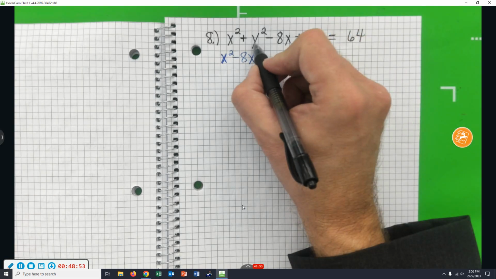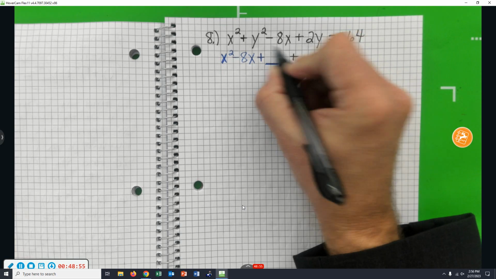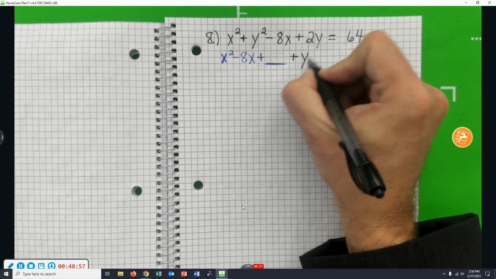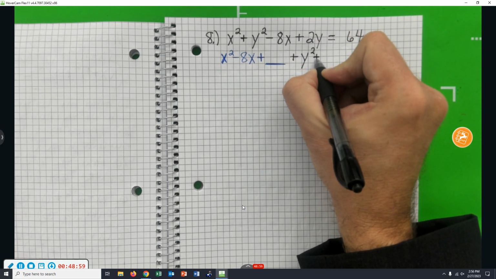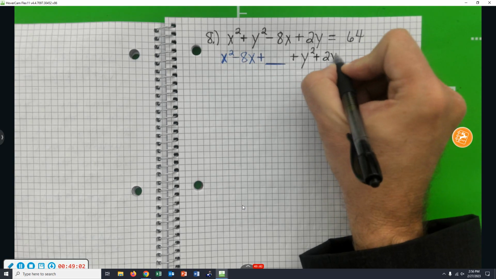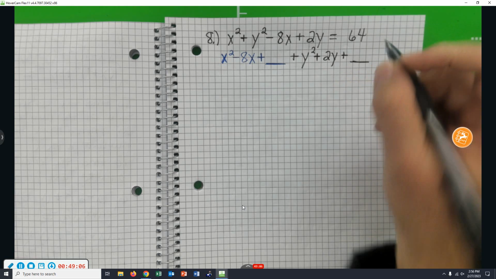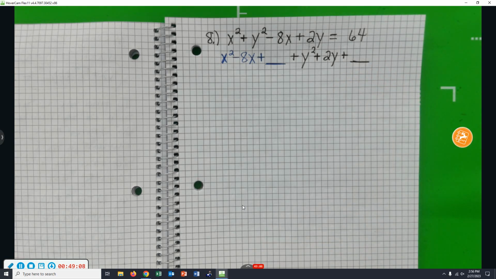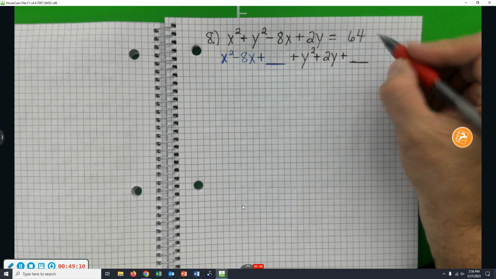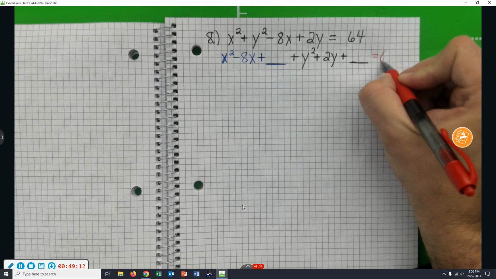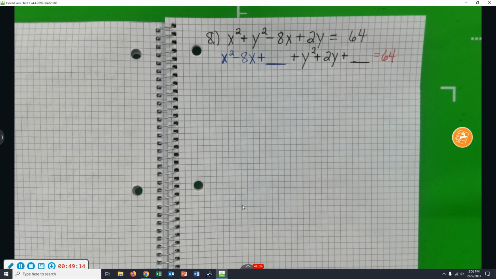Next, I'm going to write the y terms. There's a plus y squared and a plus 2y. I'll put a plus blank. And we have that 64 on the right. So I'll say equals 64.